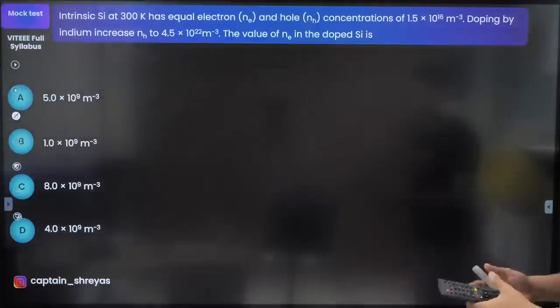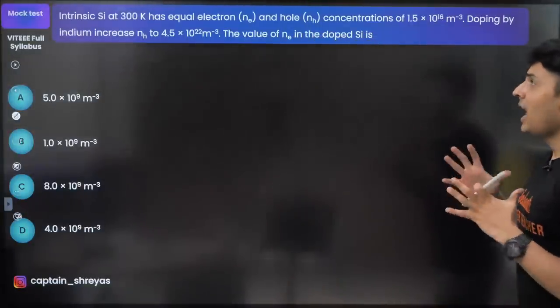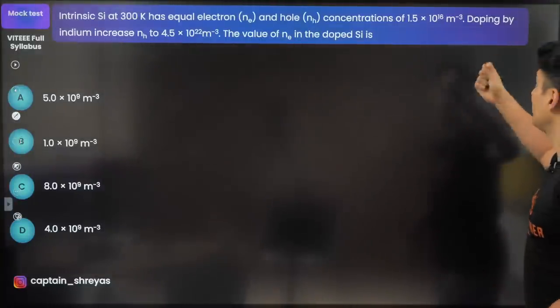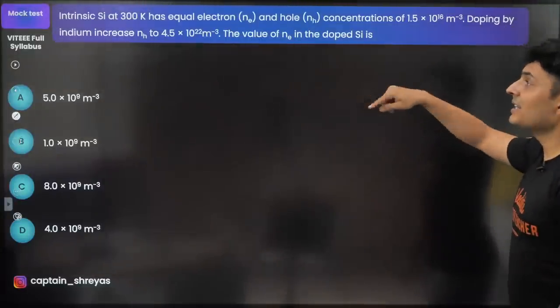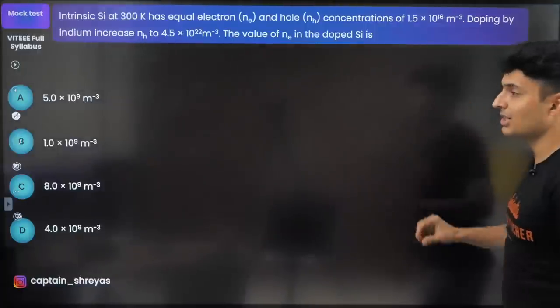Okay, next question. Intrinsic silicon at 300 Kelvin has electron density and hole density this much. If doping it with indium increases the hole concentration to this much, what is the electron concentration in the doped silicon?